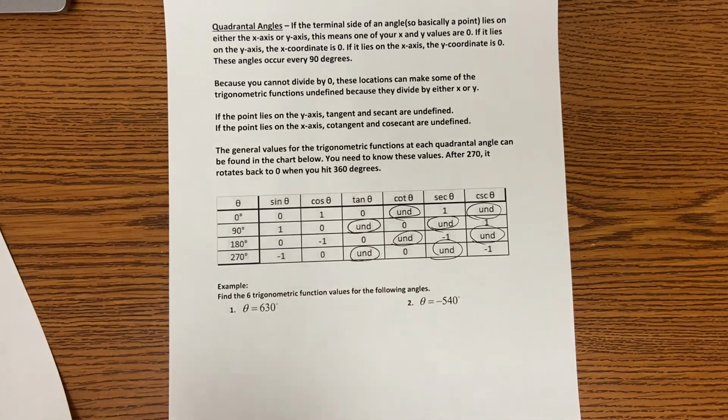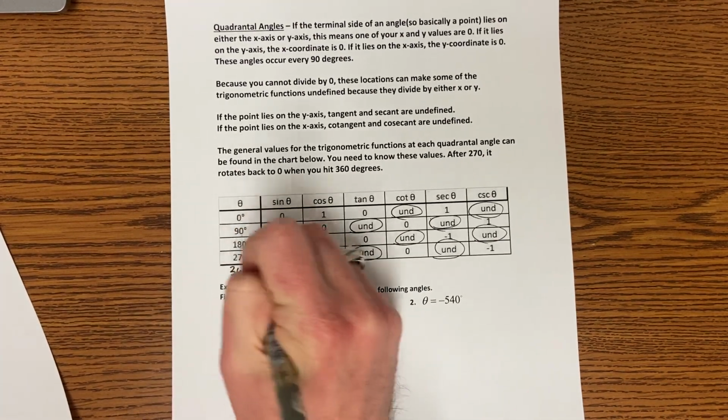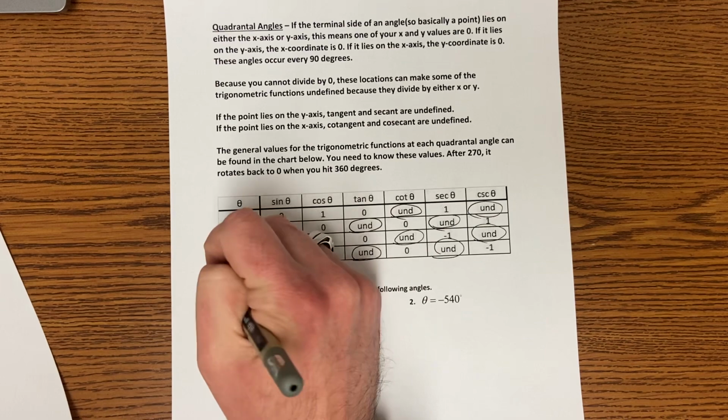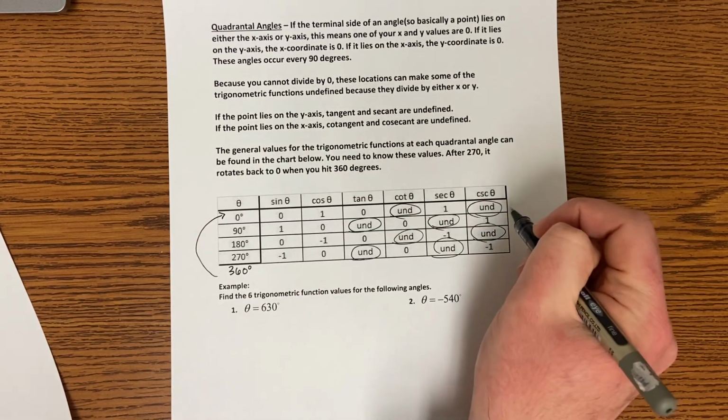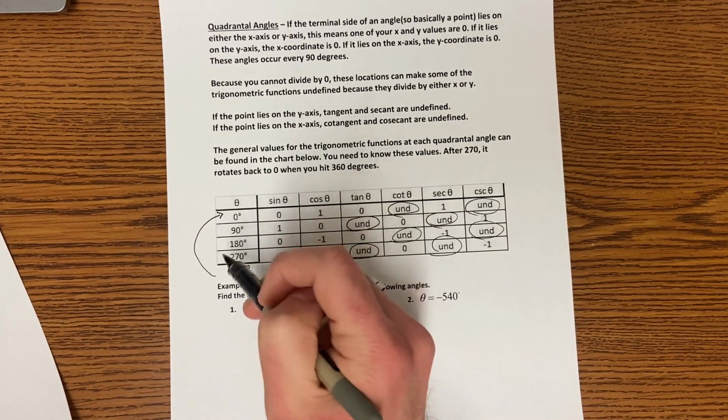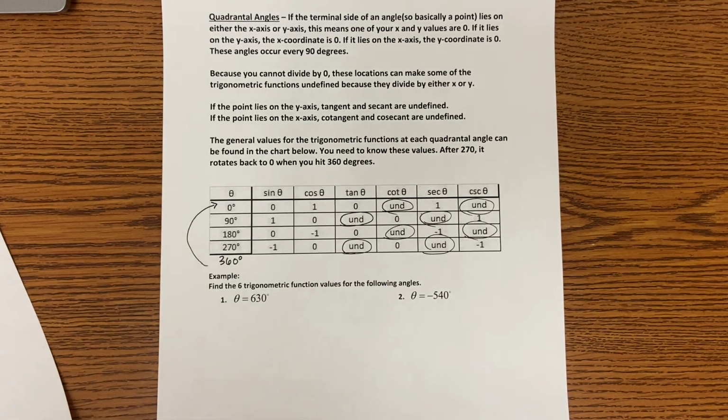Once you've gone through the circle, back to say 360, you're back at 0 again, so you just end up back in the exact same values at 0, and every 90 after that just follows this pattern and continues to repeat as you go around the circle over and over.